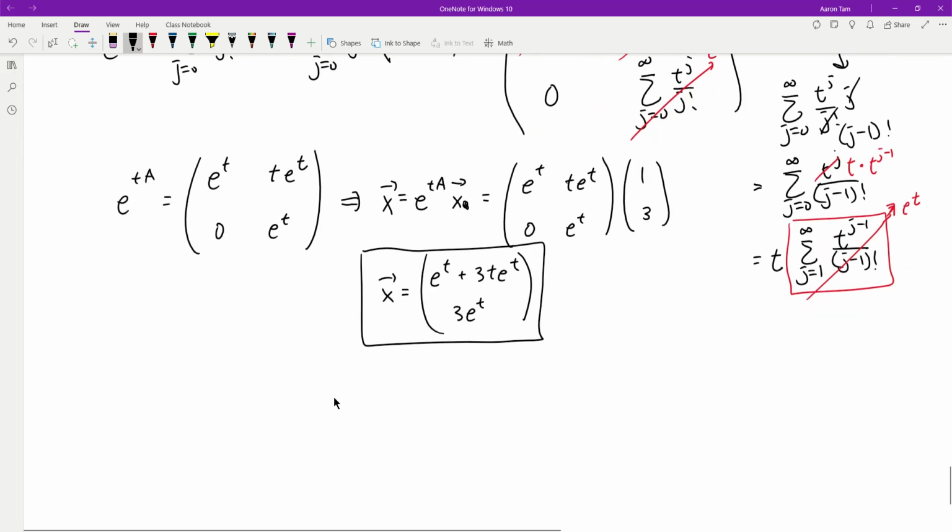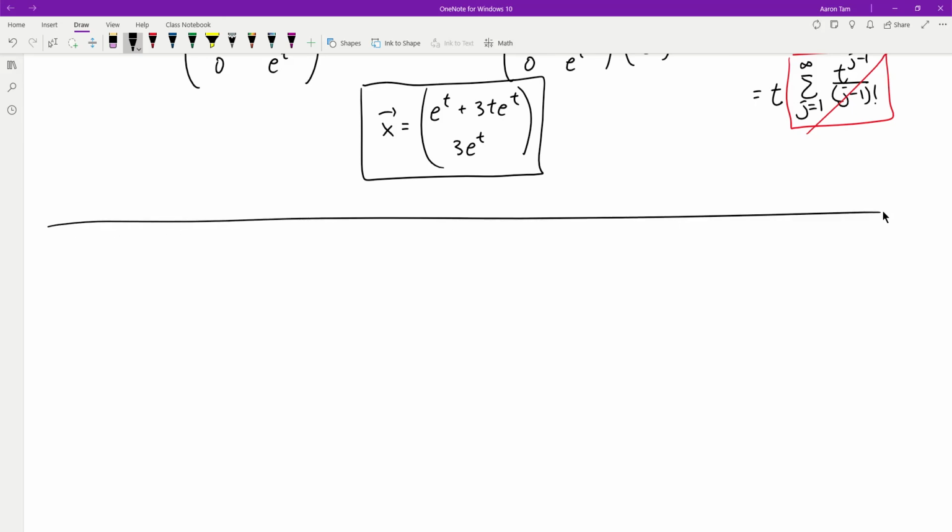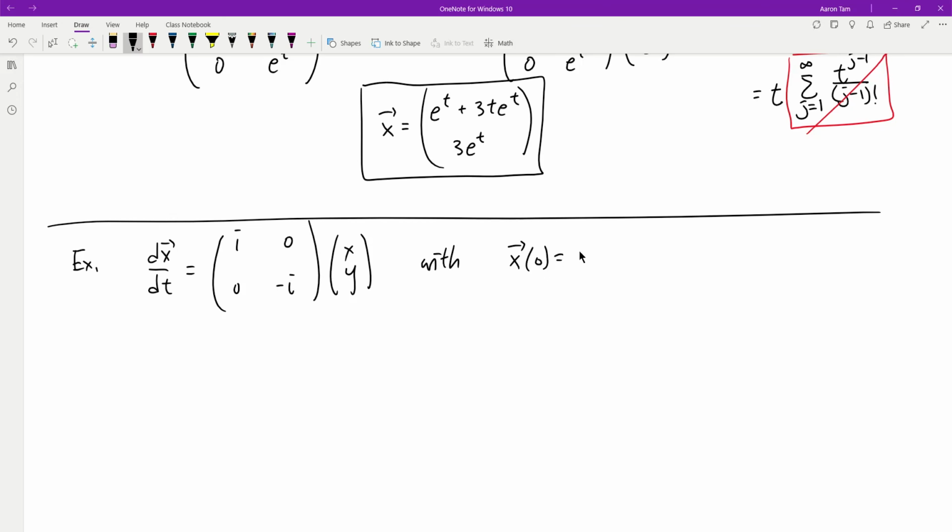All right. I probably have time for one more example, so I'm going to go ahead and do one last example. This one will be a little harder because we will actually get into complex numbers. So what if I tell you that d vector x over dt equals the matrix i, 0, 0, negative i, times x, y, with vector x of 0 equal to 1, 2. Then once again, the direction is solved by the matrix exponential.